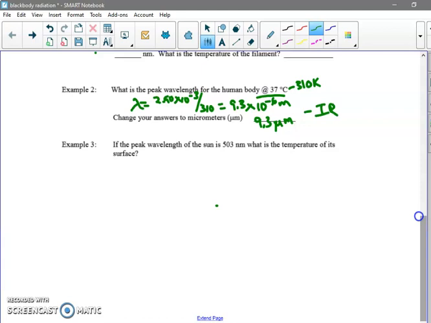Now the sun, on the other hand, its peak wavelength as measured by spectrometer would be about 503 nanometers. So we could ask, what's the temperature at its surface? So we just turn things around, and temperature is going to be equal to 2.90 times 10 to the negative 3 divided by the wavelength. And then I've got to make sure I convert 503 nanometers to meters. And then I'm going to get, I'm just going to round here, 5,800 Kelvin.